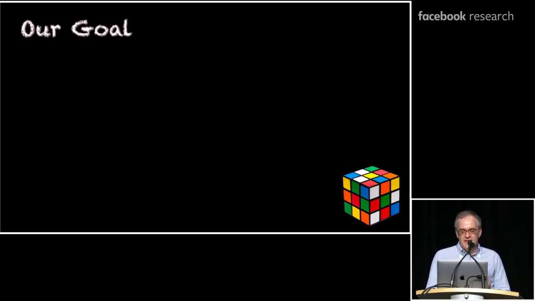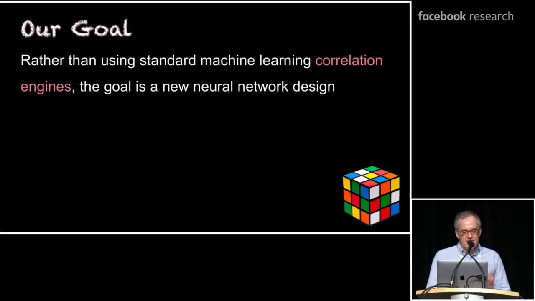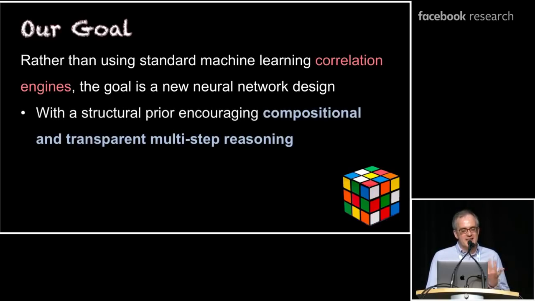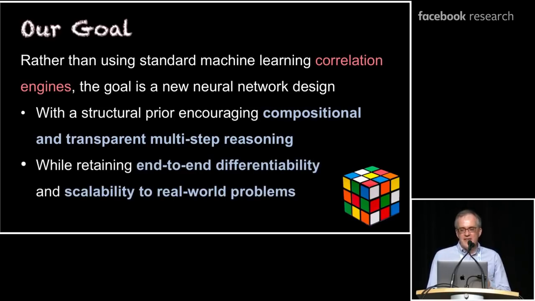Okay, so what is our goal in this work? Drew and my goal is to say, well, at the moment, the vast majority of machine learning is building these big correlation engines where you're learning any kind of association between what's in the input data and the results that you want to assign. We'd like to have a different kind of neural network design where it explicitly has a structural prior that encourages compositional and transparent multi-step reasoning. But on the other hand, we'd like to avoid the issues with something like tree recursive neural networks and to have a model that maintains end-to-end differentiability and is easily scalable to real-world problems.